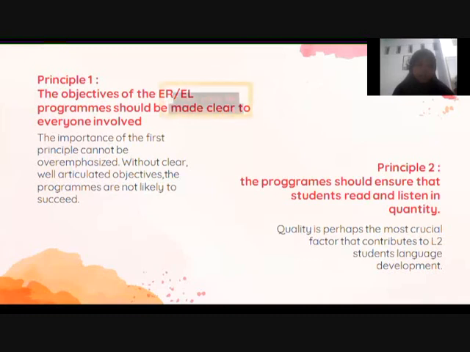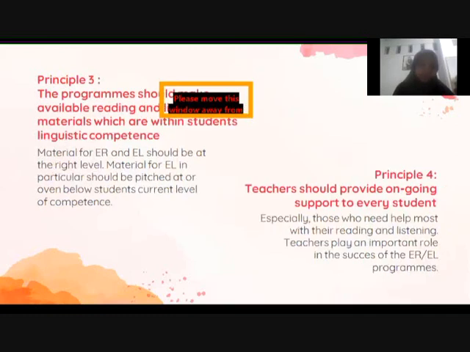Principle 2. The programs should ensure that students read and listen in quantity. Quantity is perhaps the most crucial factor that contributes to L2 student language development. Principle 3. The program should make available reading and listening materials which are within students' linguistic competence. Material for extensive reading and extensive listening should be at the right level. Material for extensive listening in particular should be pitched at or often below students' current level of competence.